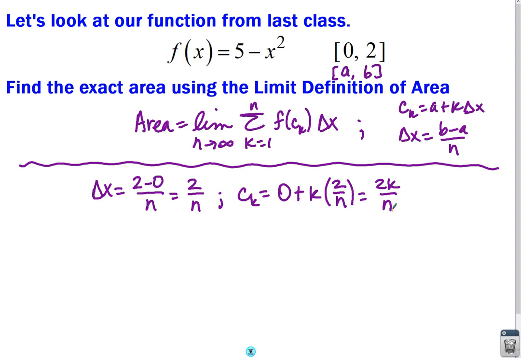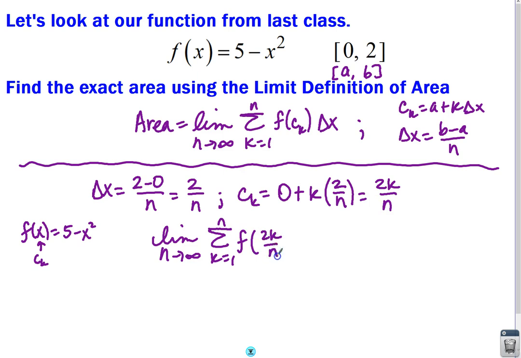So my function was 5 minus x squared. Okay. So I'm trying to take the limit as n approaches infinity of the sum from k equals 1 to n, f of c sub k. Remember, this was my function. This is f of x. So where I have an x, I'm going to write c sub k instead, which our c sub k was 2k over n. So f of 2k over n times my delta x, which is 2 over n.